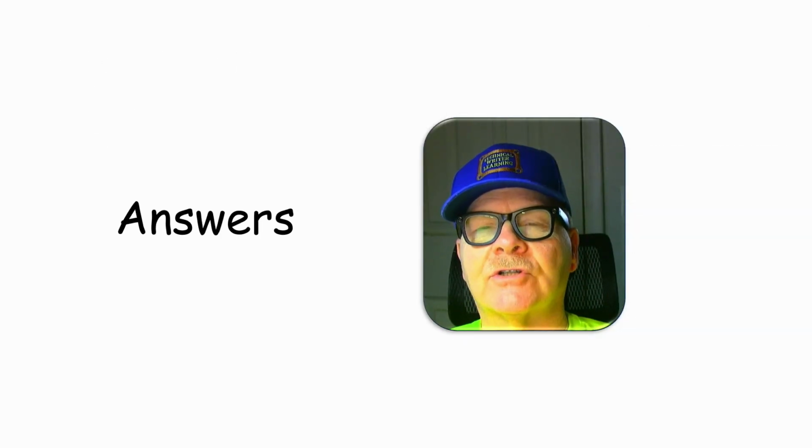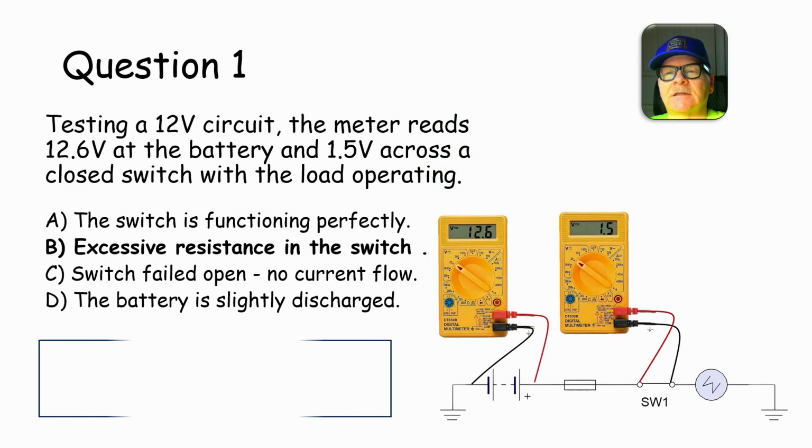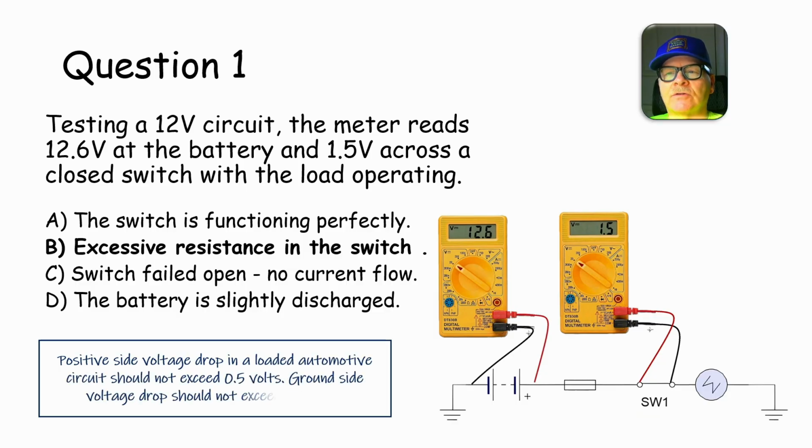The answers come next. We talk a little bit more about these than we did about whipping through the questions. Testing a 12-volt circuit, the meter reads 12.6. Okay, you might notice that current's got to be flowing, right? Current has to be flowing in order for you to get a reading at all like this. So if your load's completely open, you're not going to get anything. But if you're showing 1.5 volts drop right here, you got a little bit too much resistance at the switch.